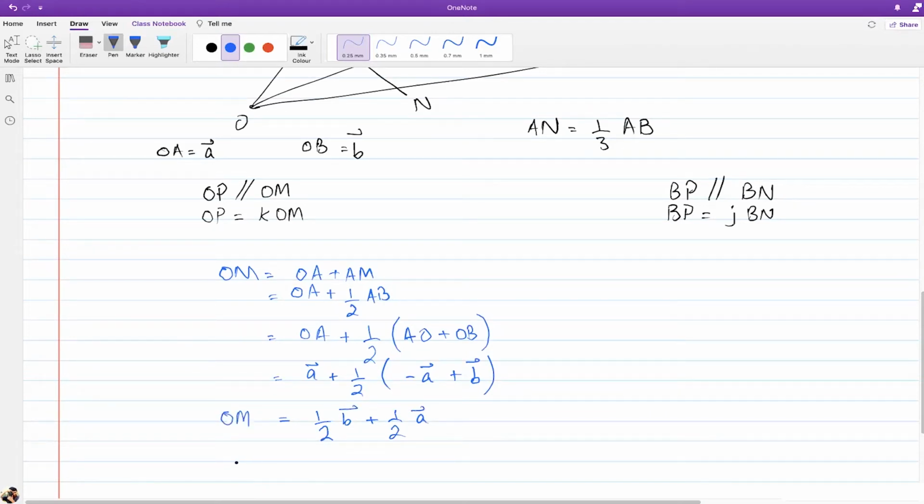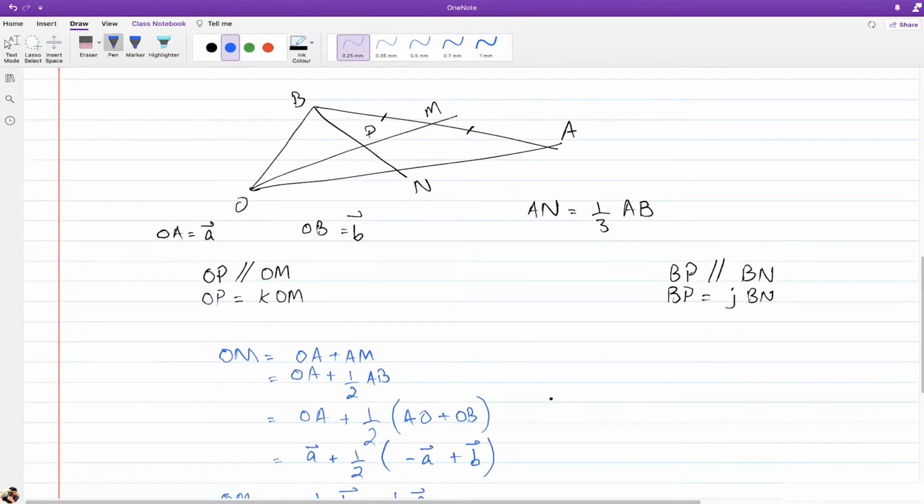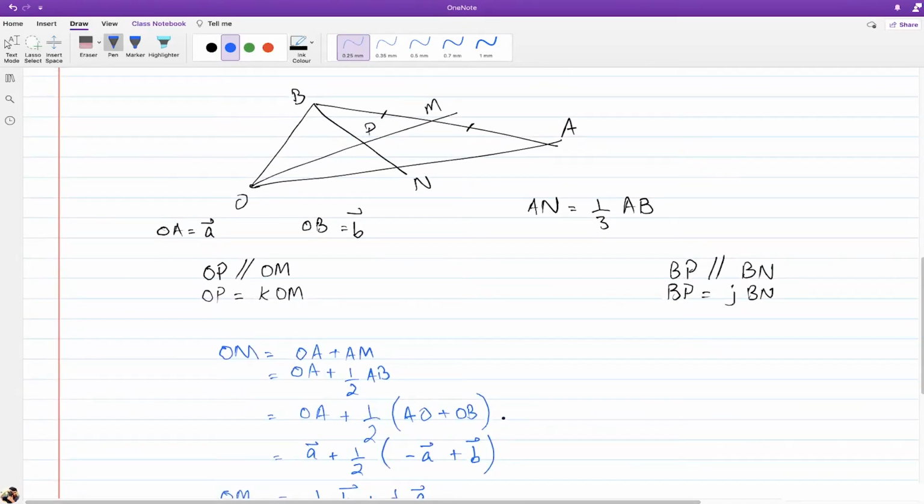Once we have OM, OP can be found very easily. OP is just K times this whole thing. Right? So please could you explain this example again? Which part, sir? From OM.